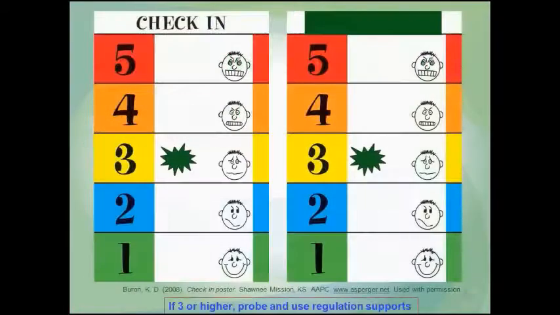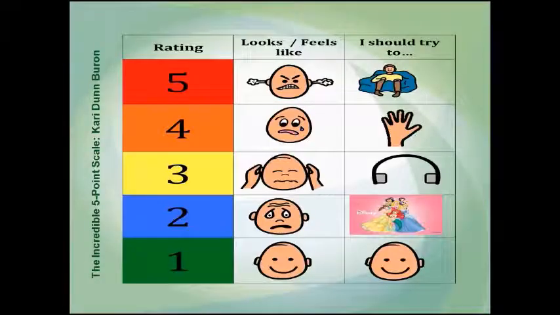Carrie developed it as a 5-point scale. I've had some students that we have gone with just a 3-point scale, because 5 was just too much, so we've just gone with 3. Daniel's showing you some different examples here. Carrie Dunn-Buron has a book. There's also, as Daniel said, a module on the Incredible 5-Point Scale on the AIMS website, so you can get some additional information. But these are just different examples.